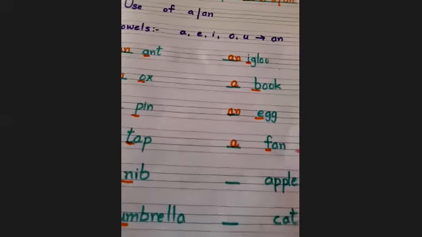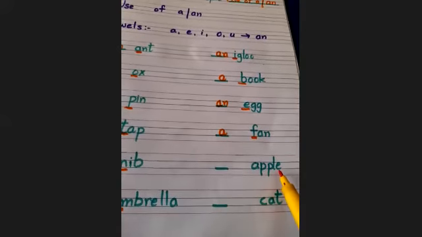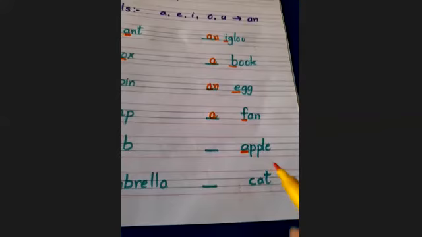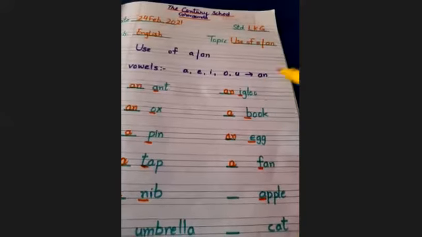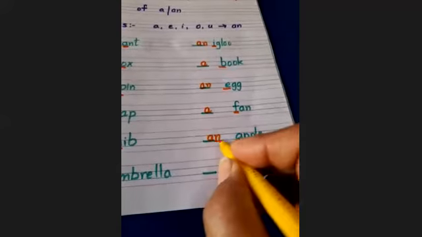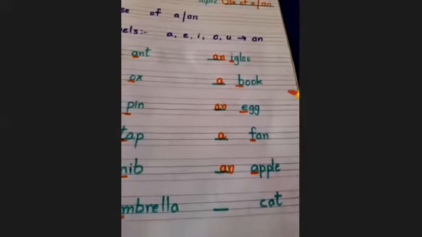Okay. Our next word is A, double P, L, E, apple. Now see, the first letter is A. A, E, I, O, U. A is a vowel, so we will write AN. An apple.